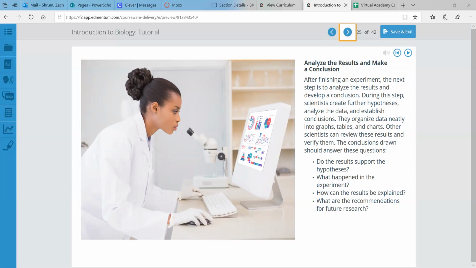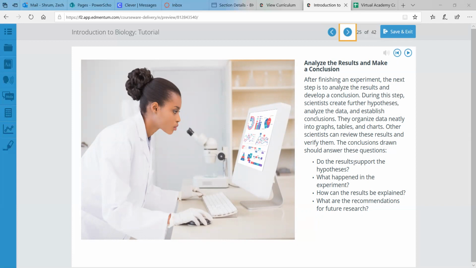The conclusions drawn should answer these questions. Do the results support the hypothesis? What happened? How can the results be explained? And what are the recommendations for future research? So, was your prediction supported by the experiment, or was it not supported? Did you have to reject your prediction?